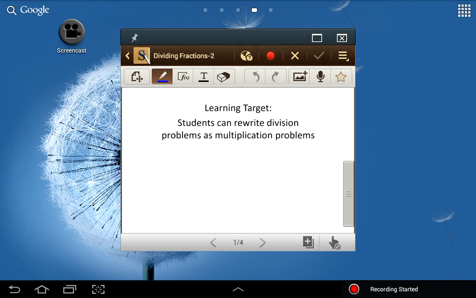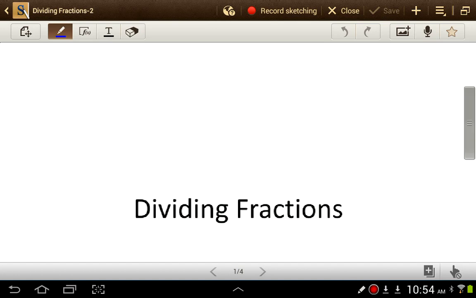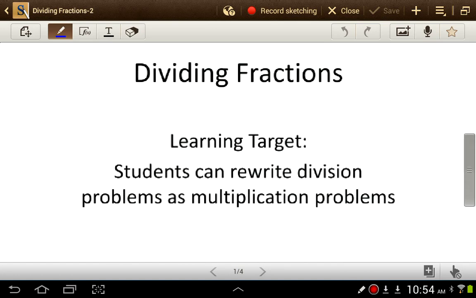Okay, here we go with our next video. Today's video is on dividing fractions. Your learning target for the video is students can rewrite division problems as multiplication problems. Okay, and then we're going to find the answer to them. So for a lot of you, you're going to like this. This is not modeling. This is just how you're going to solve it algebraically. Okay, so if you need to finish writing down the learning target, do that. If you're not done, then go ahead and pause, and I am going to move on to the next screen.